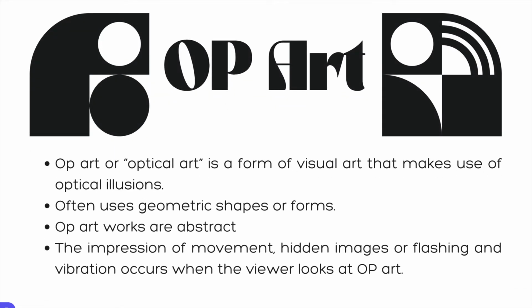All right, so op art is actually a genre or a type of art, and it is art that uses optical illusions. It often uses geometric shapes like the ones we looked at, like circles and squares. They're often abstract, so they're not meant to look like a certain thing. They often have the impression of movement or hidden images or that flashing or vibrating effect that happens when you look at it. That's a common characteristic of op art.